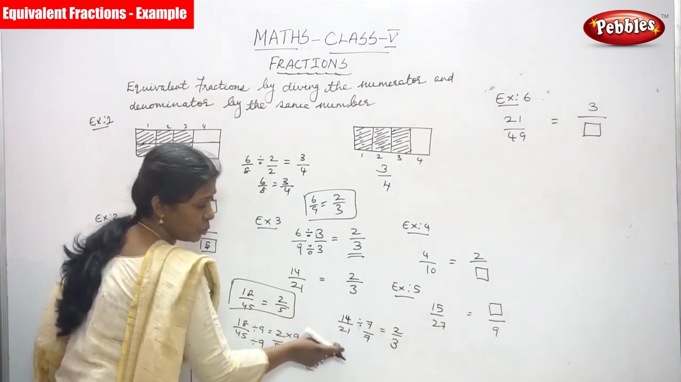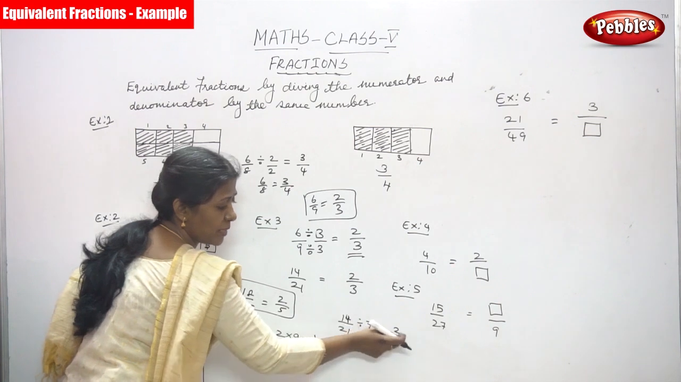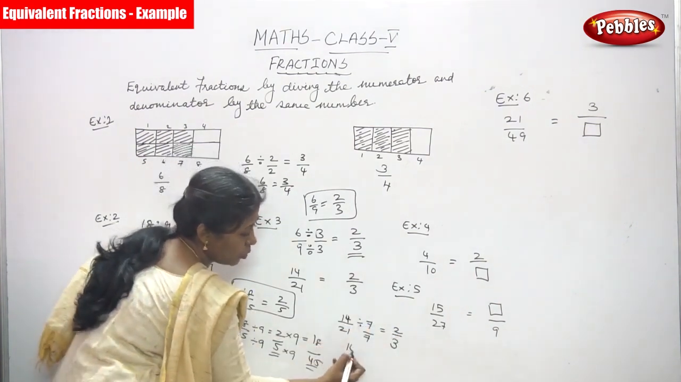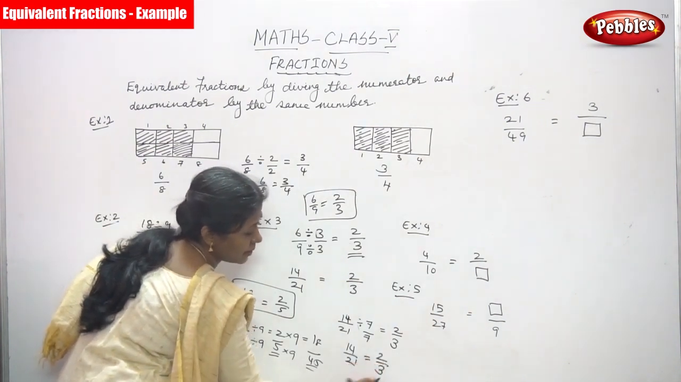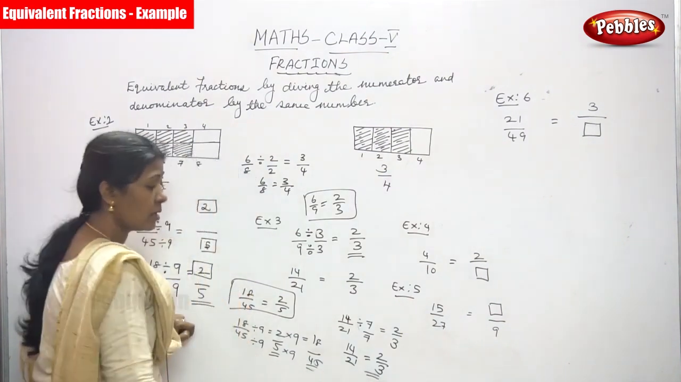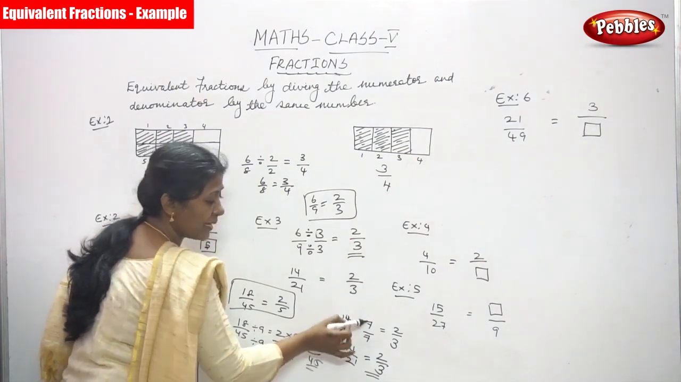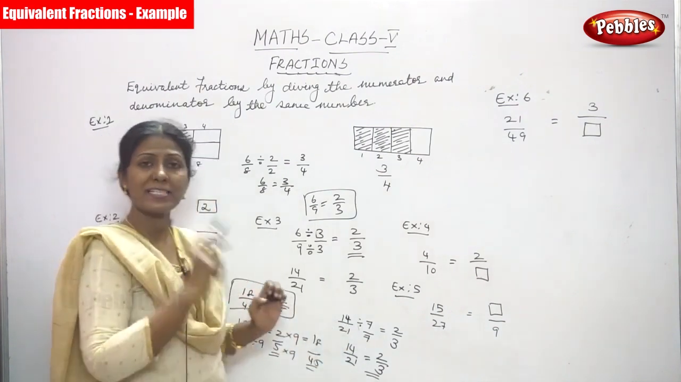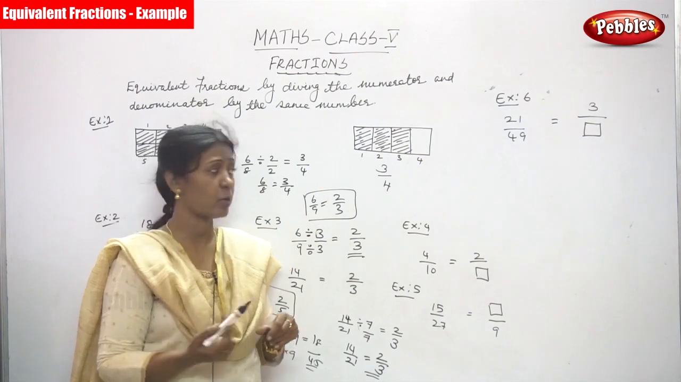This also you can use, but I have taken 7, so 14 is divided by 7, you can get 2, and 21 is divided by 7, you can get 3. So 14 by 21 is equal to 2 by 3. So both are equivalent fractions. Why is it an equivalent fraction? I have told you, dividing or multiplying the numerator and the denominator by the same number gives an equivalent fraction.